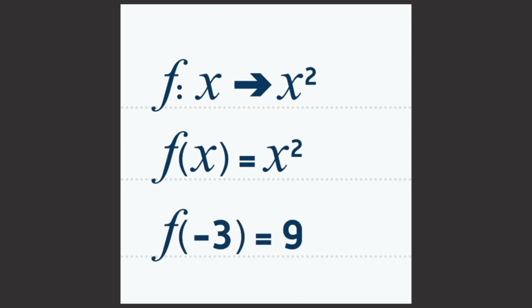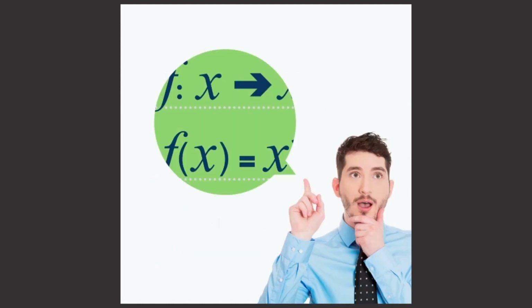The third line shows another way the notation is used. We read it as f of minus 3 equals 9. We have substituted minus 3 for x in the function f and worked it out as 9. Describing functions in this way is quite powerful. We shall look at some of the ways it's used.